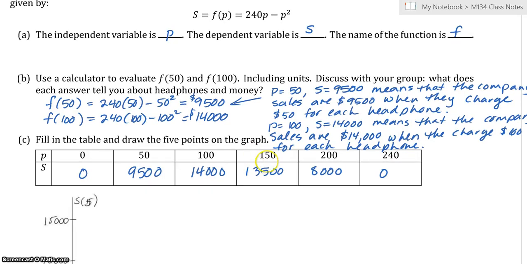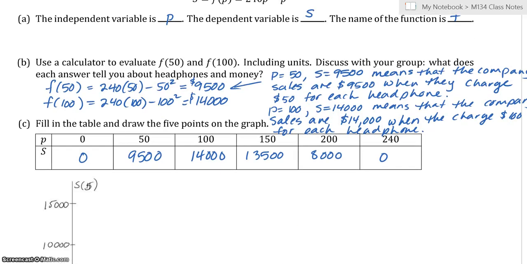Plugging in 150, plugging in 0, you just get 0, but plugging in 150, plugging in the 200 and 240. Were you surprised these went down? You would think that the more they charge, the more that they make. Well, maybe if they charge too much money here, or maybe not enough people are buying them. I don't know.